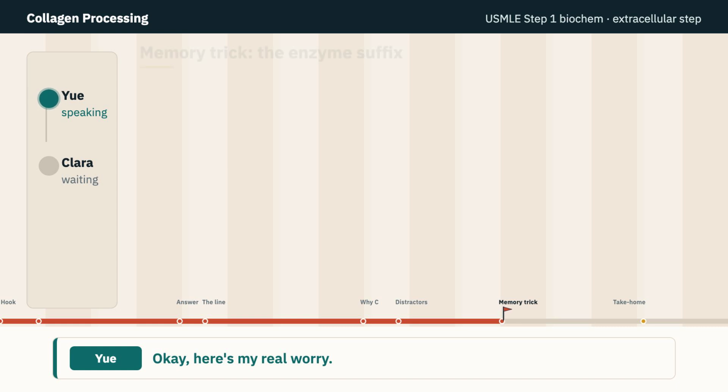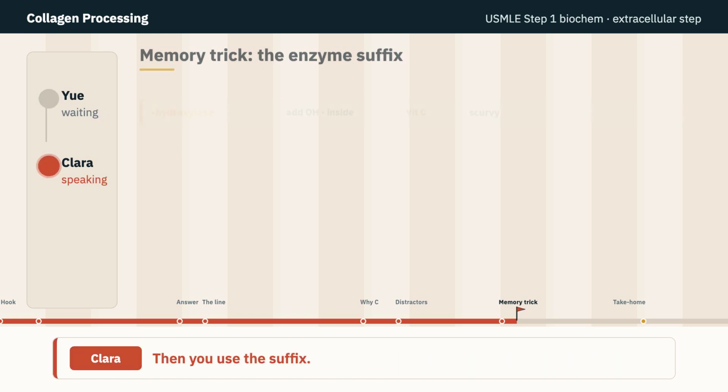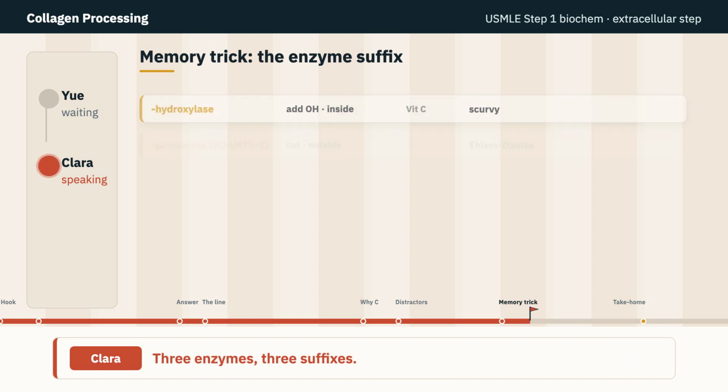Okay, here's my real worry. This question was kind. It said removal. What if the next one just names an enzyme and asks which one is broken? Then you use the suffix. The letters right before ASE tell you the reaction, and the reaction tells you the compartment, the cofactor, and the disease. 3 enzymes, 3 suffixes.